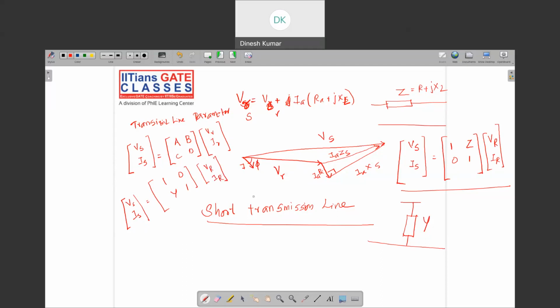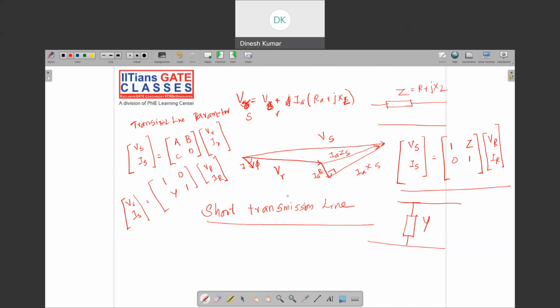Okay. So you should remember this. If it was a series like this, then it will be [VS IS] equal to [1 Z; 0 1] into [VR IR]. If it is a parallel, or actually the opposite of this one, then we can write [VS IS] equal to [1 0; Y 1]. So just mug up this, because we will be using this for deriving the ABCD parameters of medium and short transmission lines.